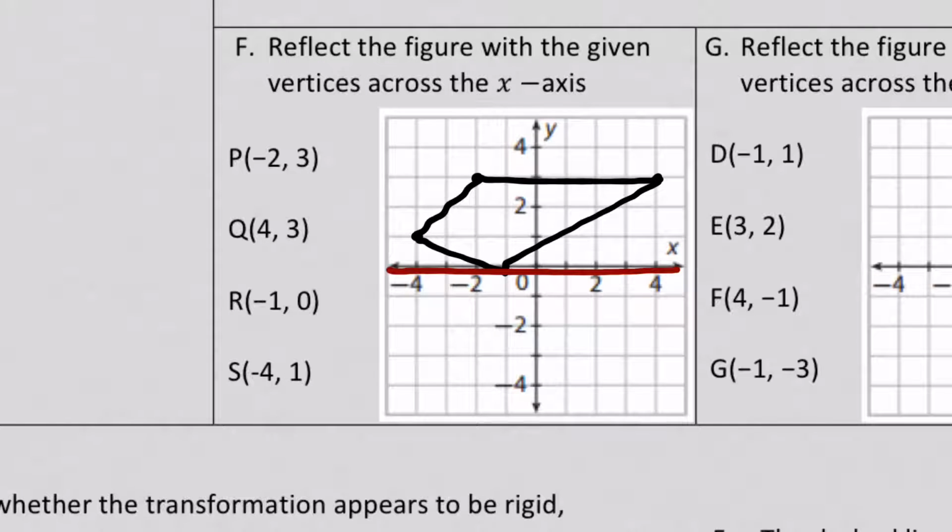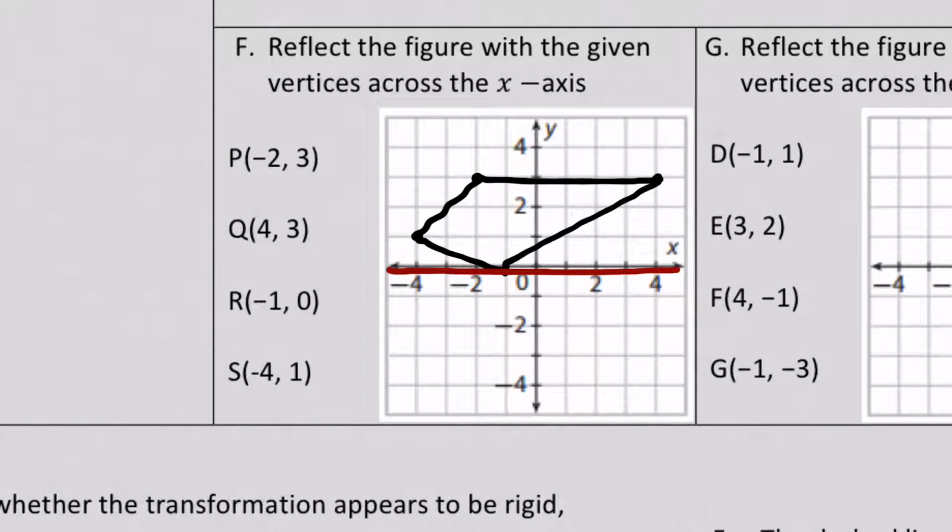So that's actually pretty simple, just count squares, right? This point is 3 units away, so 3 units away, right about here. This point is right on the x-axis, so it stays there. This is 1 unit away, so 1 unit away over here. And this one's 3 units, 3 units. So it's going to land here, here, here, and here.